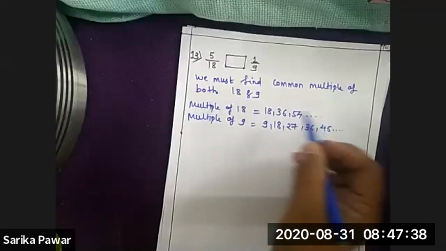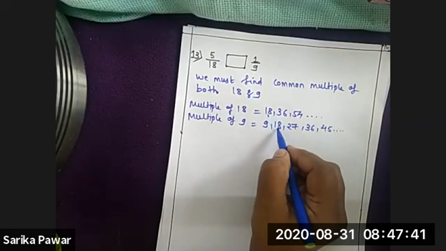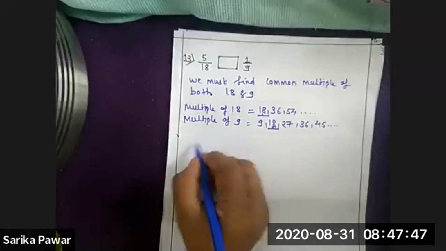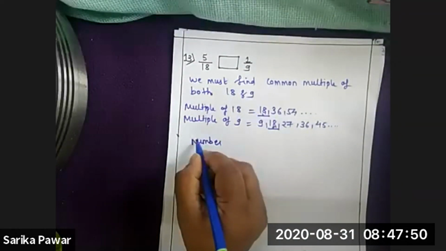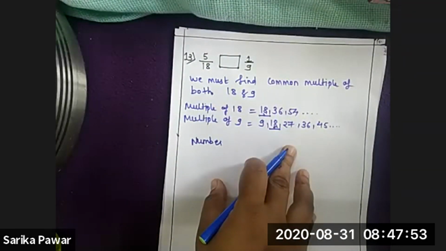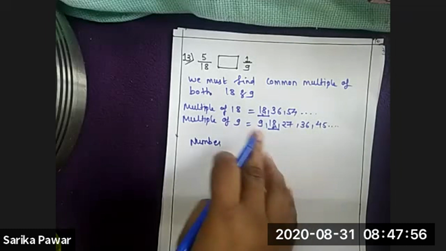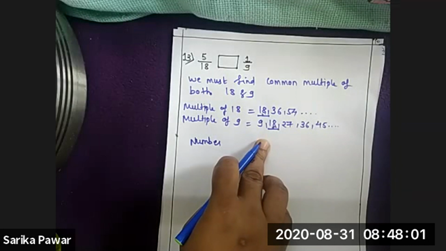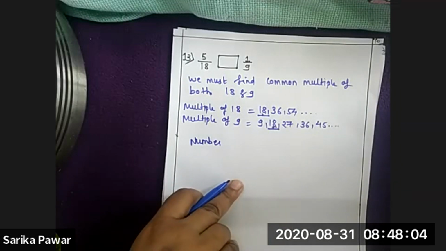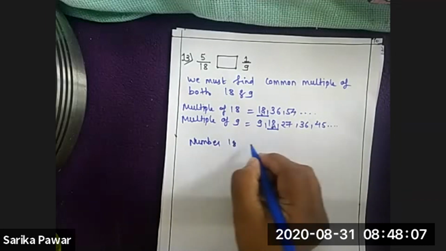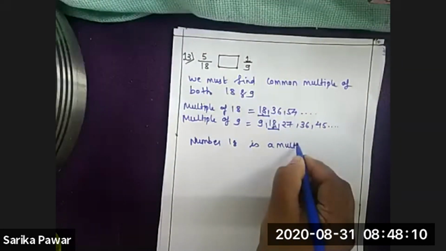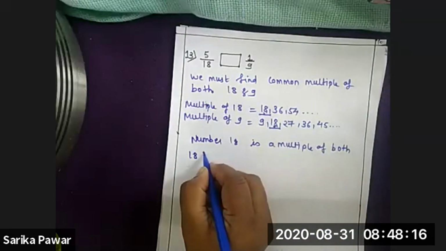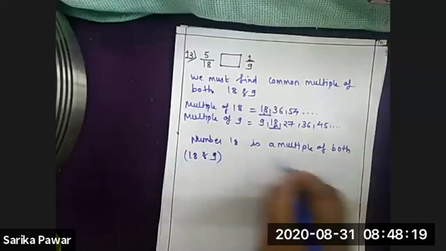See here, which one is the common multiple now? 18, right? Yes, 18. Or 36? You can take 36, you can take 18, whatever you want. But keep in mind, while equalizing the denominator, you have to multiply by the proper number. Okay. Your number 18 is a multiple of both 18 and 9, that is, of both the fractions.